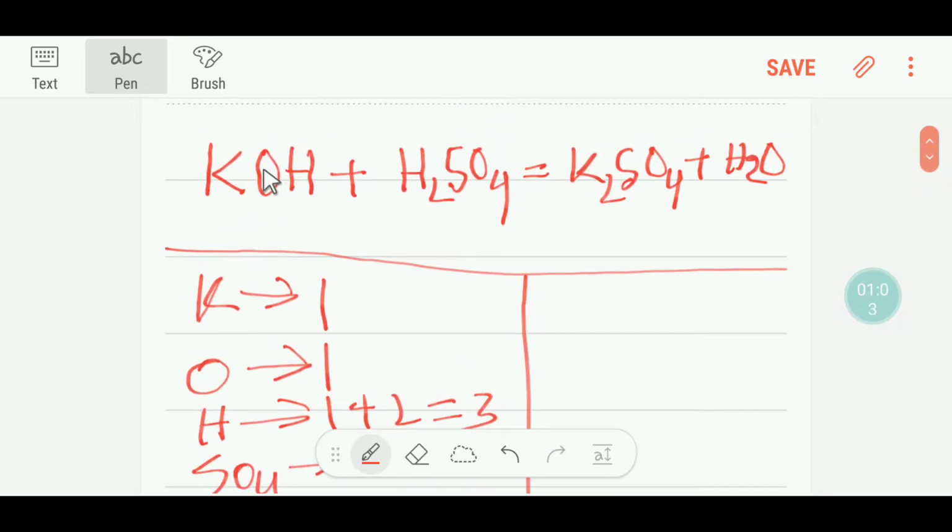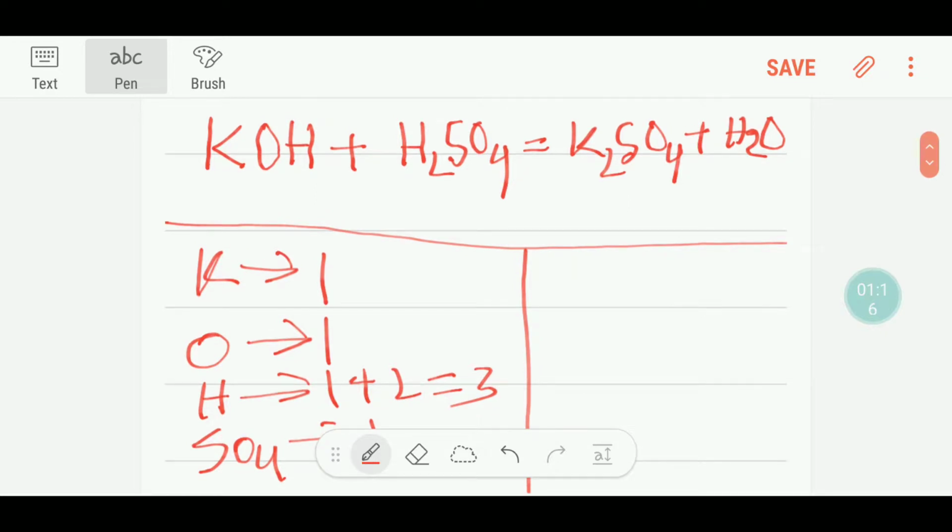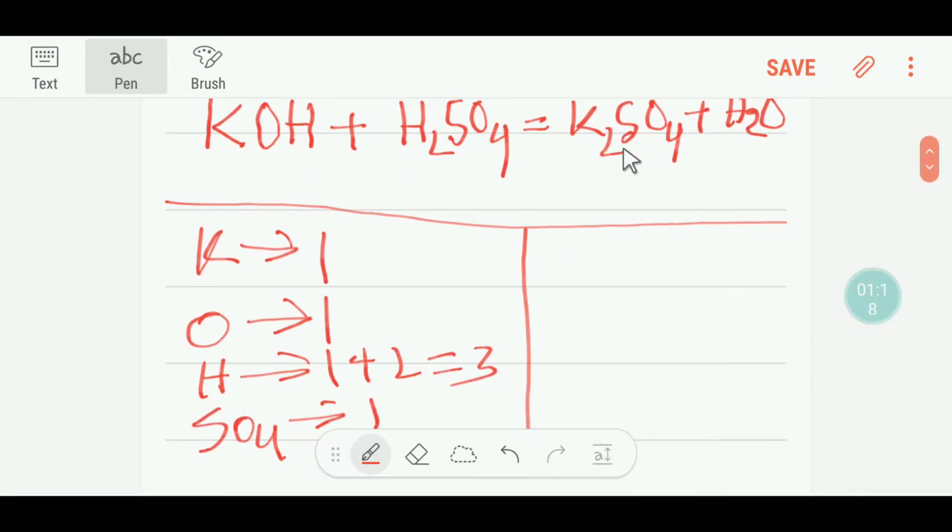Please don't count this oxygen with this oxygen. This oxygen is a part of the unit, right? This oxygen is a part of the sulfate radical, sulfate ion. However, on the right hand side we have two potassium, we have one sulfate radical, right? And here I have to give 2, but to place 2 minus here is not necessary. 2 potassium, 1 sulfate radical ion.